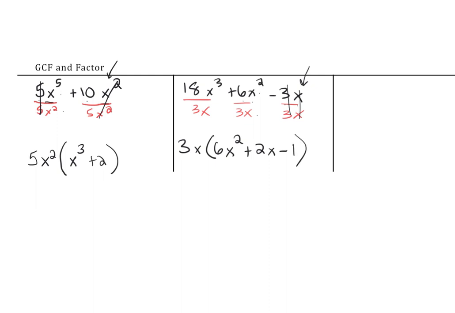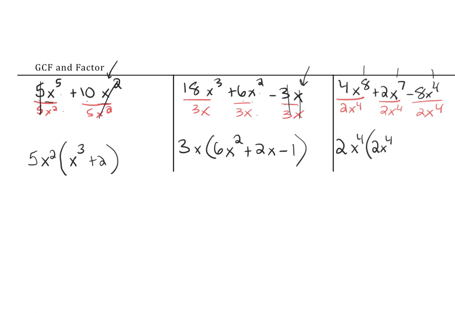Okay, last example, 4x to the 8th plus 2x to the 7th minus 8x to the 4th. So GCF of the coefficients would be 2. And then look at your exponents. I'm going to take out x to the 4th. Okay, so first term, if I divide it, I'll be left with 2x to the 4th. Second term, I'll just be left with x to the 3rd. And the last term is just minus 4. So there's just finding GCF and factoring out.